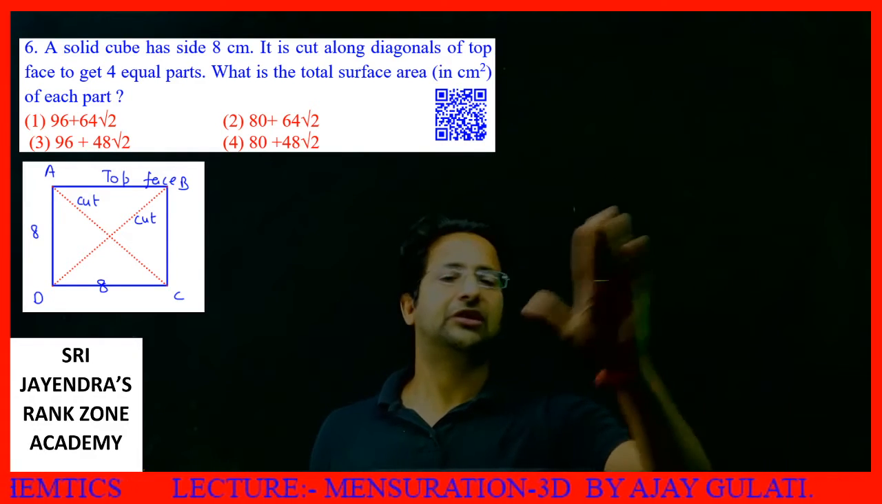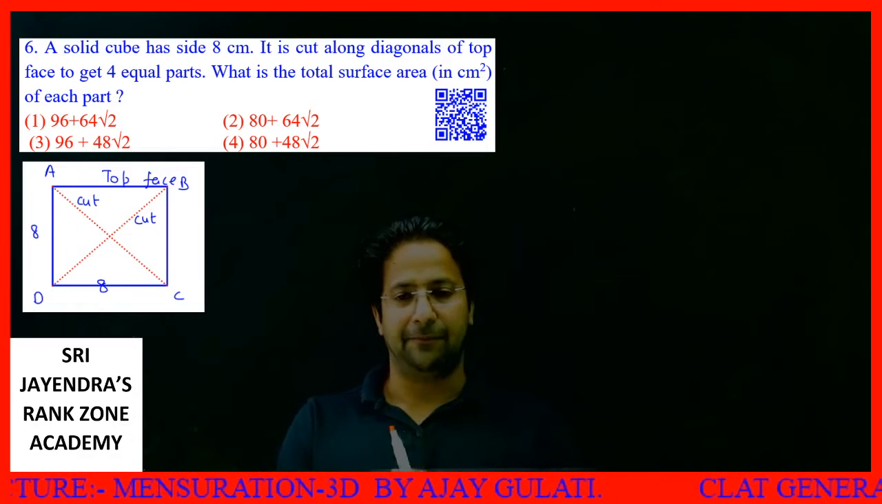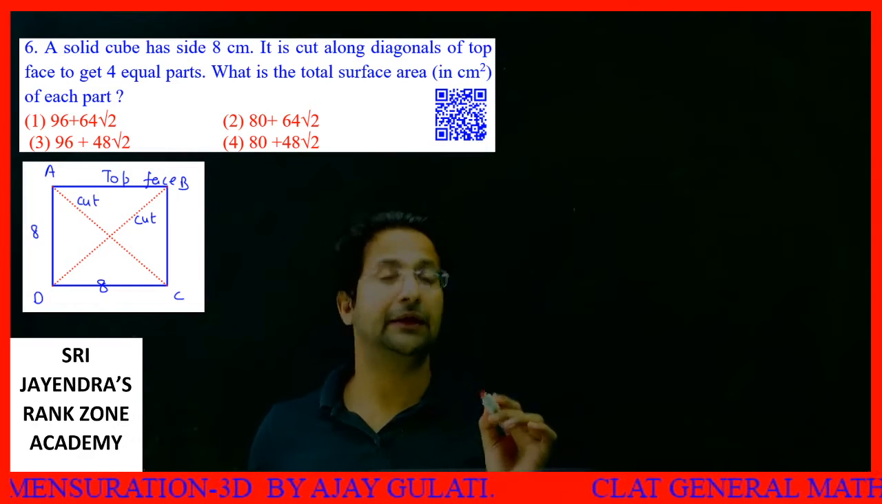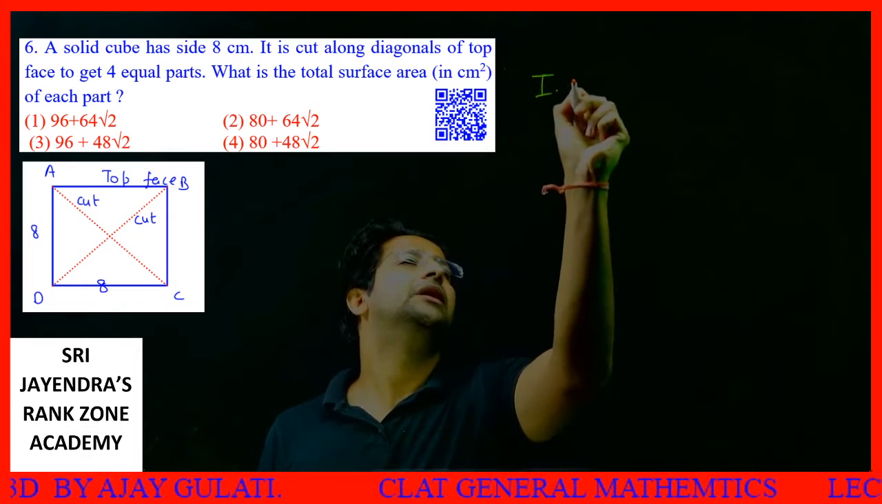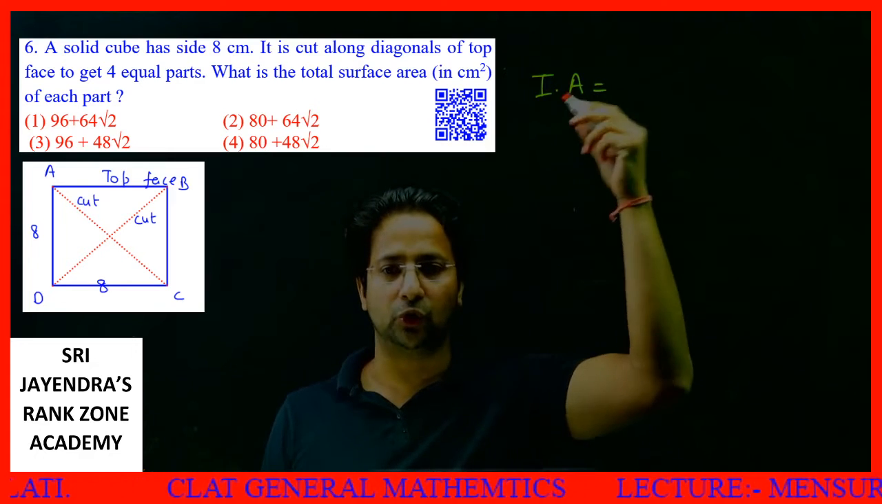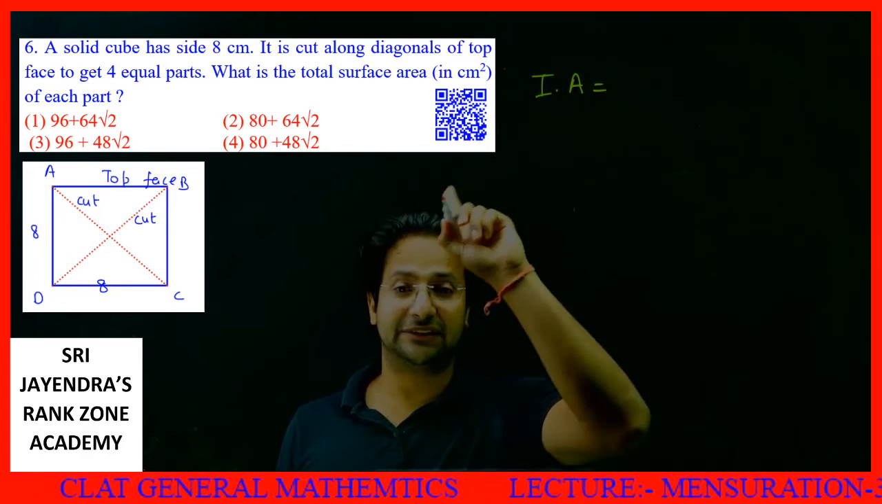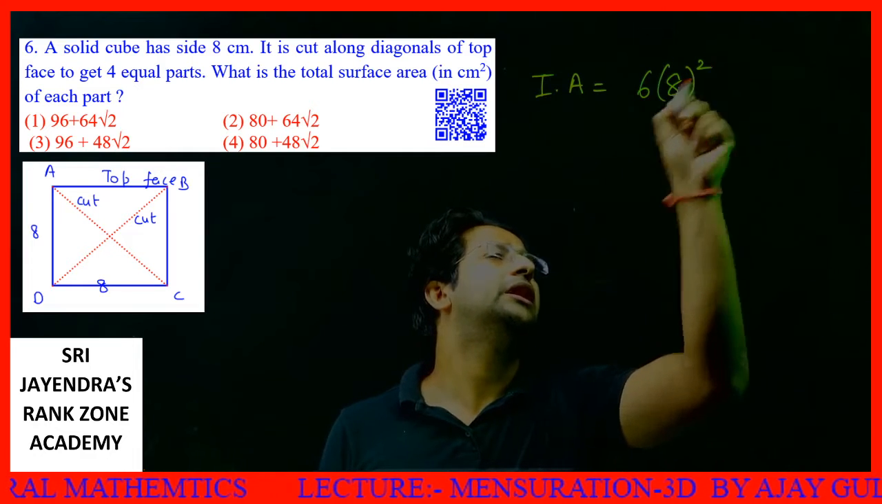It's cut along the diagonal portion. What is the total surface area? See students, before cutting, what was the initial area? IA means initial area. What was the initial area of the cube? It has 6 sides, each 8 centimeters, so 6 into 8 square.